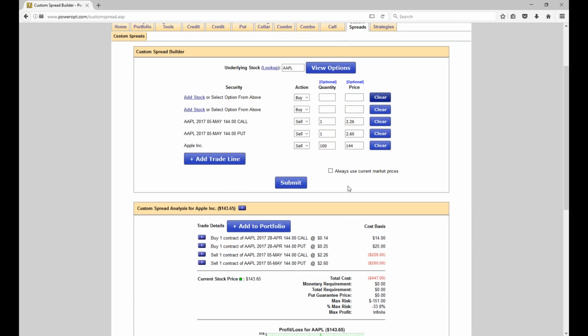And in addition to that, you lost the 14 cents you paid for the call. So we have to subtract that from the premium we received from the put. You essentially paid 26 cents, but you're sort of 35 cents ahead because the stock's lower right now. You could buy to close the stock at 143.65 on Monday. If it stays the same, you make 35 cents, okay?